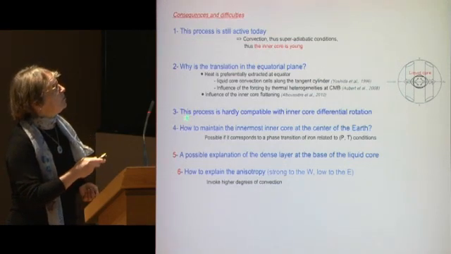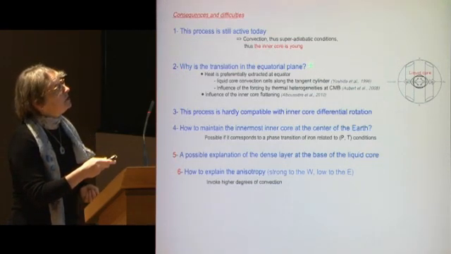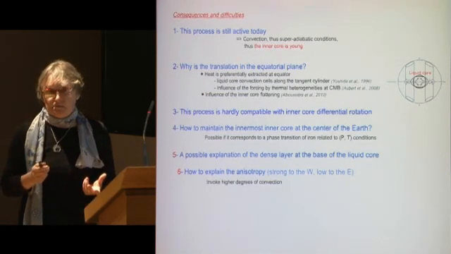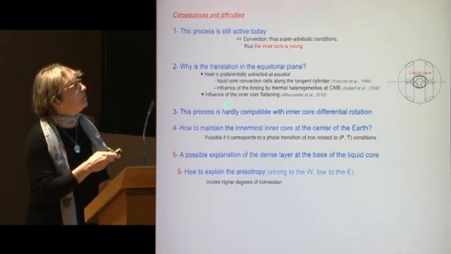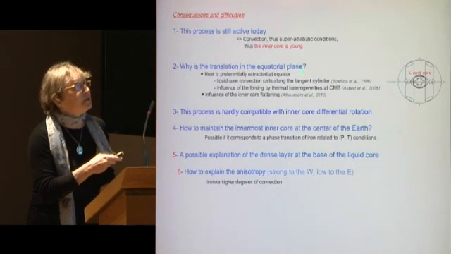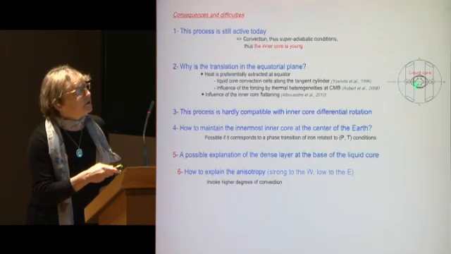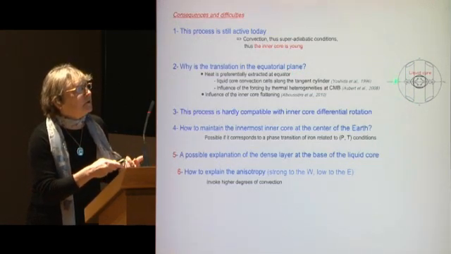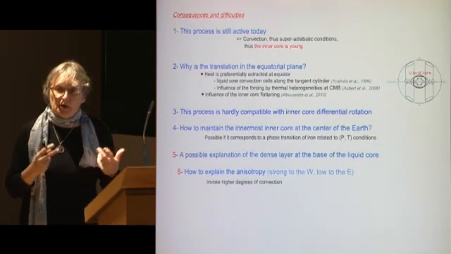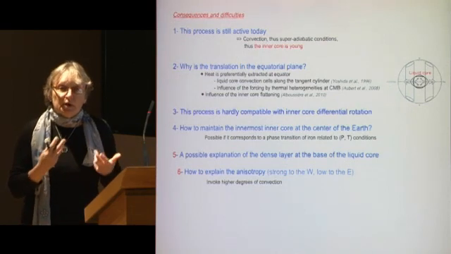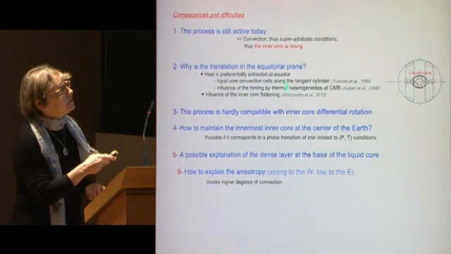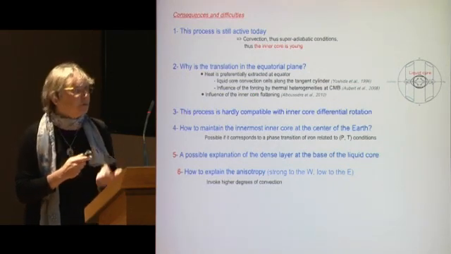The second question is, why is the translation in the equatorial plane? And here there are many reasons. The first reason is that heat is preferentially extracted at the equator, in particular because of the form of the flow inside the liquid core, which evacuates the heat more easily at the equator. But also there is probably an influence of the inner core flattening due to Earth's rotation.